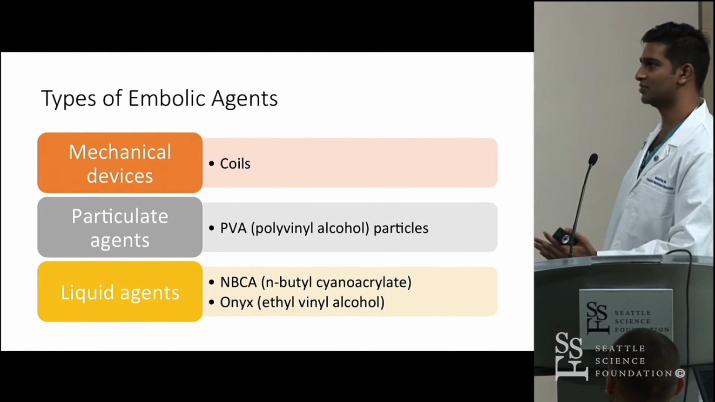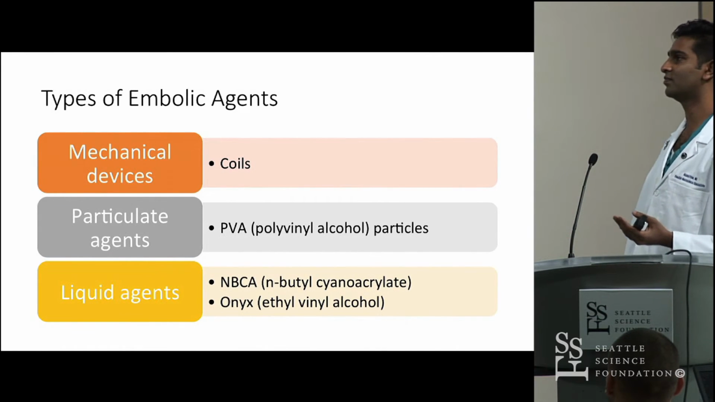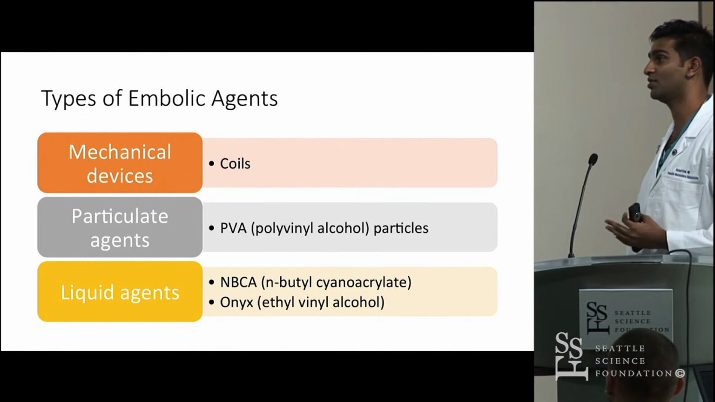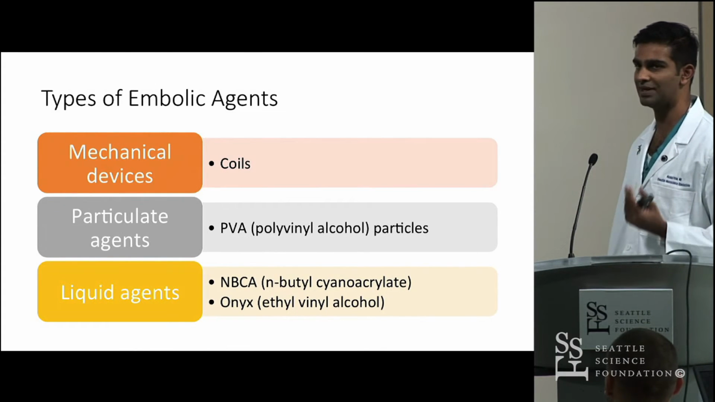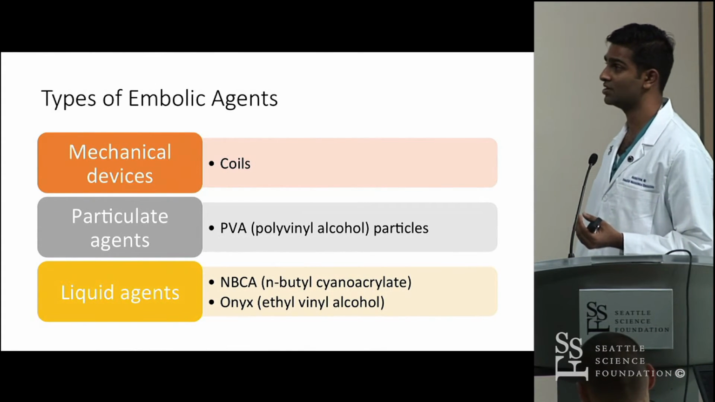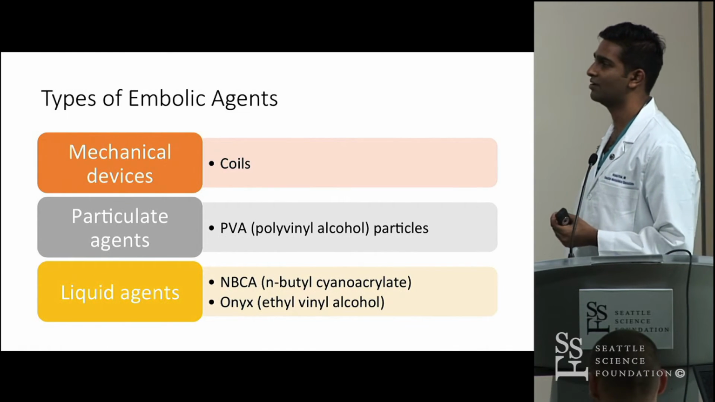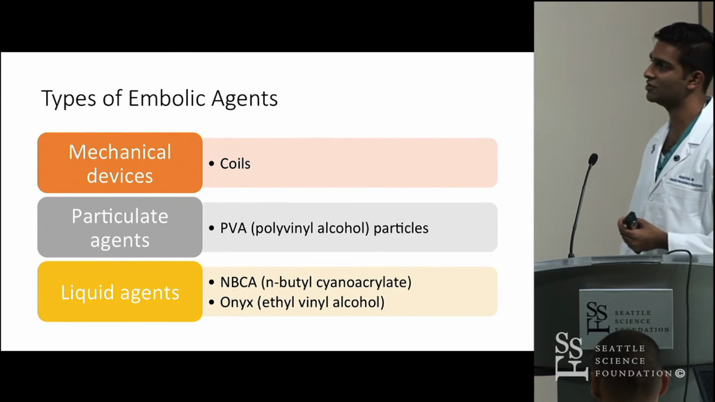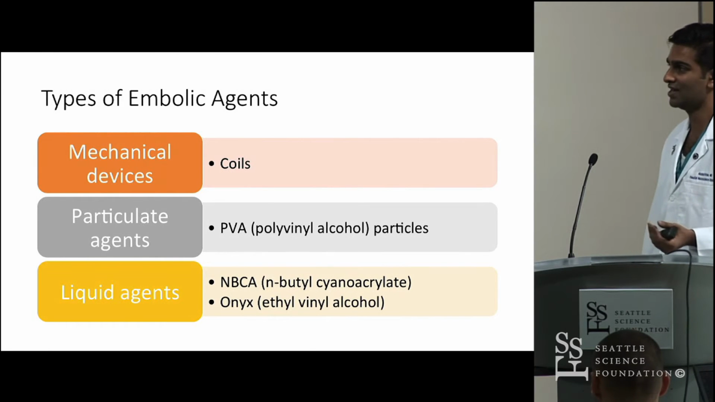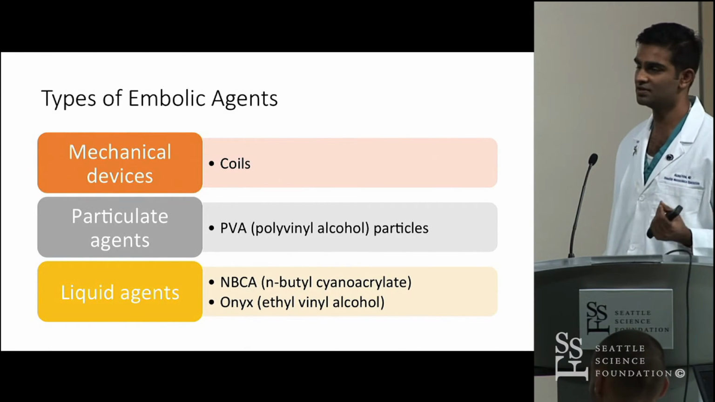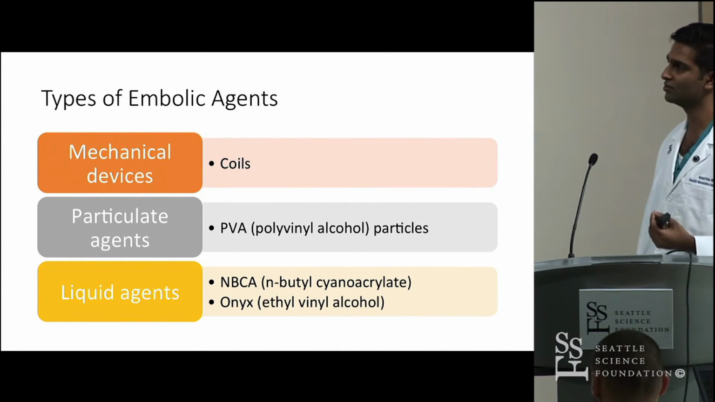So just to change gears and get a bit more technical, how do we do this? There are three major devices that we use now in the modern era. There used to be a ton of other things available. Mechanical devices, coils, platinum coils that we usually use for aneurysms in the brain, we can use for embolizing tumors of the spine. Particulate agents, polyvinyl alcohol particles that range from 25 to 500 microns in diameter, look like sand, essentially. And you can inject this sand, as I like to call it, into the tumor, and that can cause sclerosis and necrosis of the tumor.